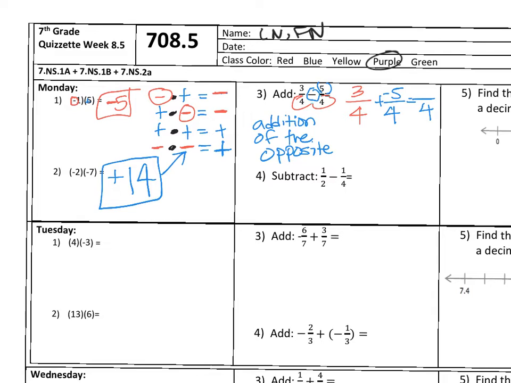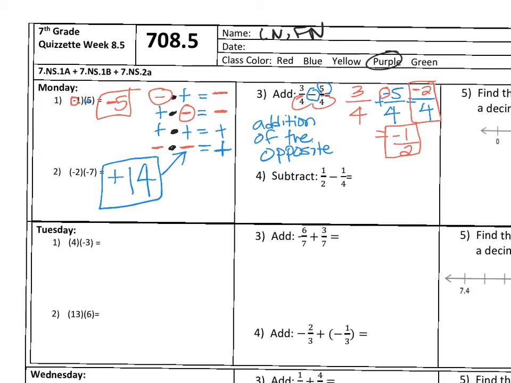3 plus -5, they're different signs, so you subtract. 5 minus 3 is 2. Keep the sign of the bigger number. The bigger number is 5, and it's negative. So your answer is -2/4. However, you can reduce that. 2 goes into both of those. 2 goes into 2 one time, and 2 goes into 4 two times. So it's -1/2.